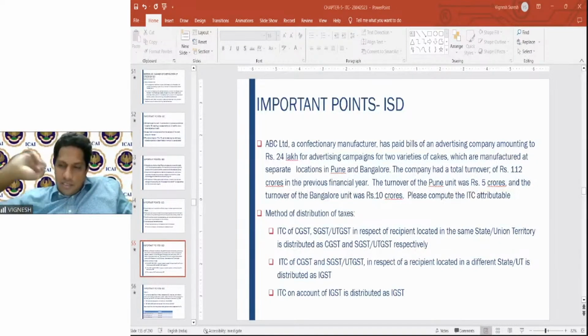In case excess is distributed, who is required to reverse the excess credit? Whether the branch which receives the input or the head office. Definitely, in this case, if excess is distributed, ISD would have stated excess in his portal. He has to reverse that. And also, in case that particular branch is getting more than what is required, they will also have to reverse from their side.